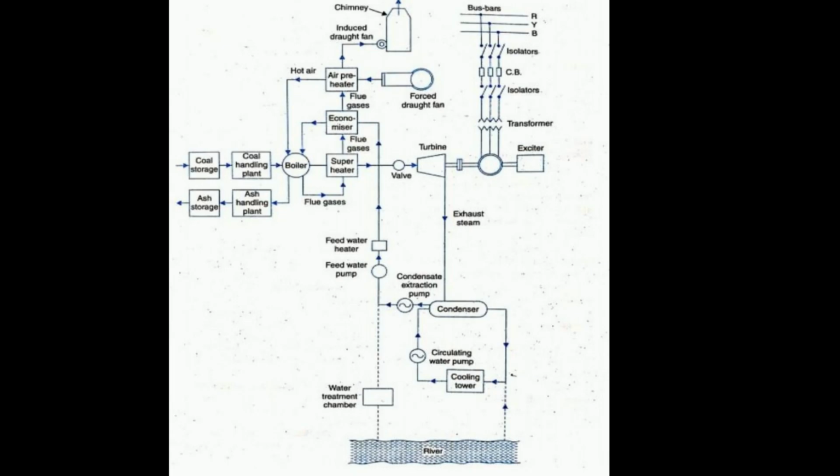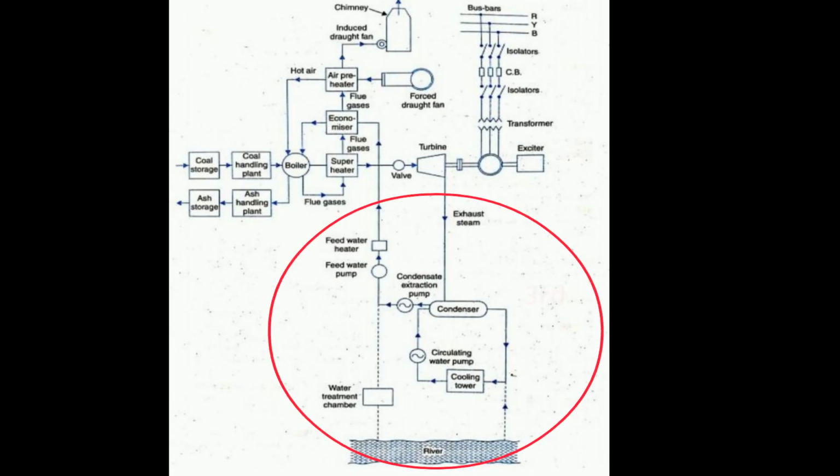Now we will see the last part. After that, we will club all these parts to form a meaningful layout of the thermal power station. The exhaust steam from the turbine will be condensed by using a condenser. When the steam is condensed, it will turn into water. For condensing the steam, we need to take help from cool water from nearby rivers or ponds.